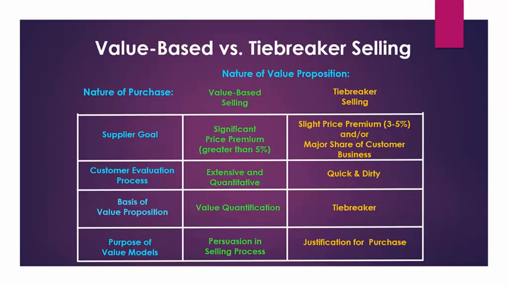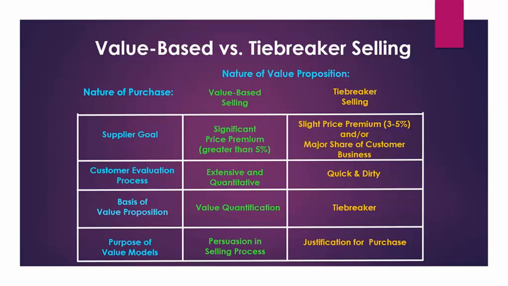Now, in tiebreaker selling, you have almost the reverse, in that the goal of the supplier, your goal, is to get a slight price premium, maybe 3 to 5% or even less than that, and or to get a major share of the customer business. So I might give up margin in favor of share of customer business. The customer's evaluation process has to be quick and dirty. There are a lot of items that they have to buy. They're not important, therefore they don't want to spend that much time on them.